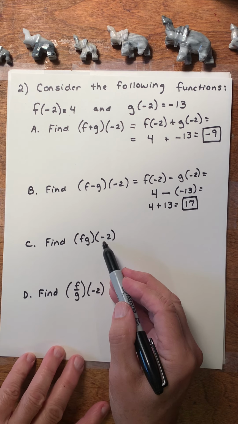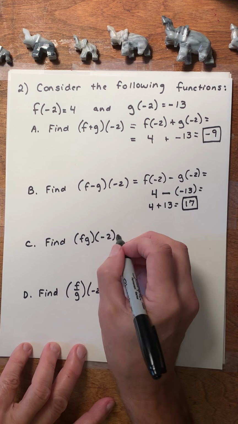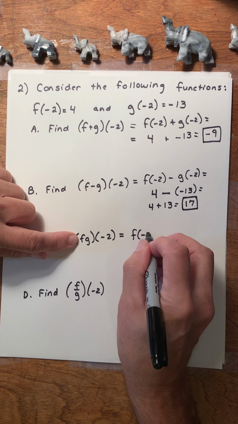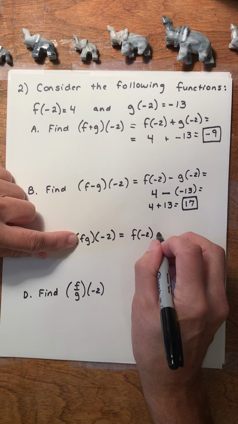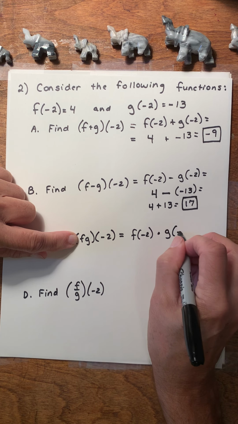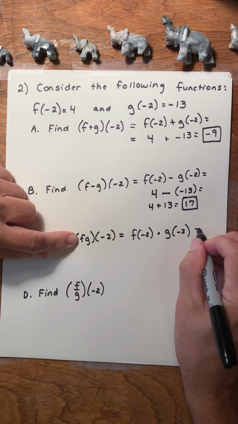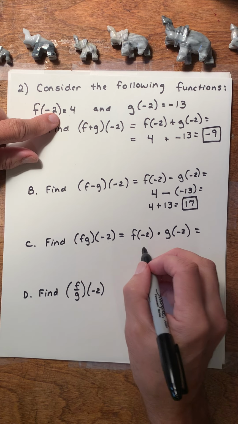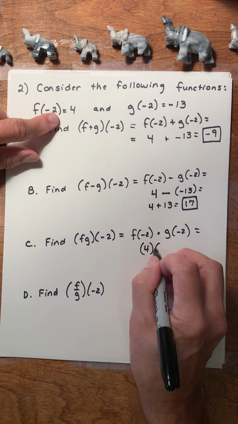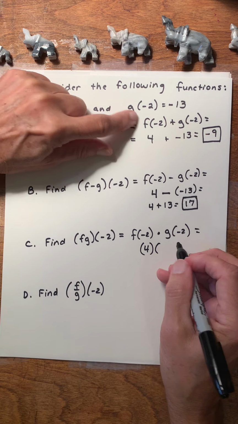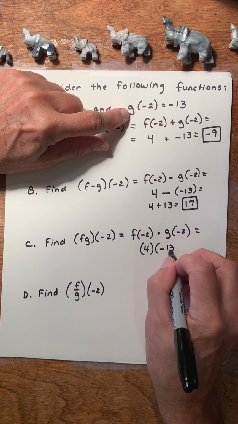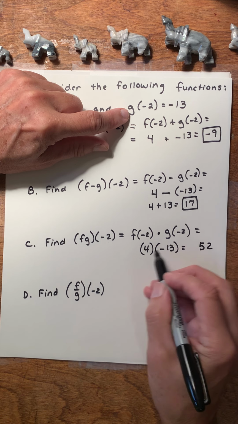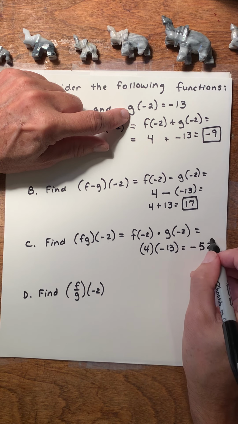How about f times g of negative 2? What in the world does that mean? Not surprised. It simply means f of negative 2 times g of negative 2. That's the product function. F of negative 2 is 4 times g of negative 2, which is negative 13. 4 13s is 52. Positive times a negative, negative 52.